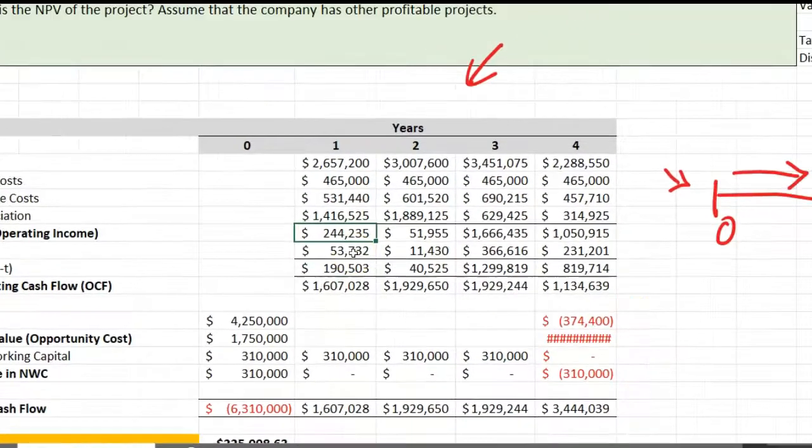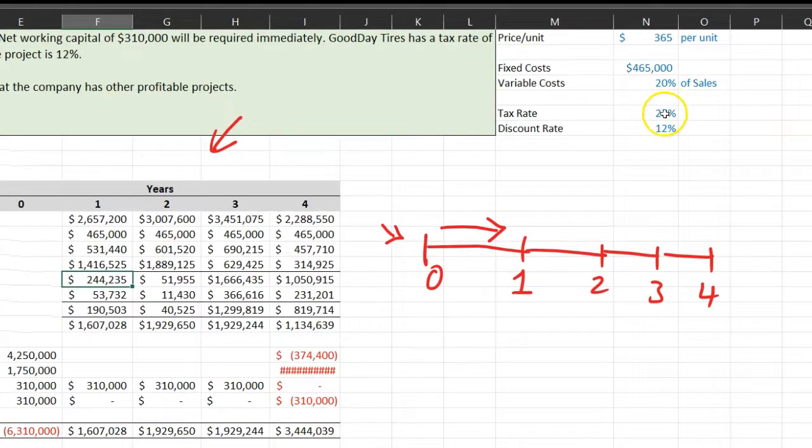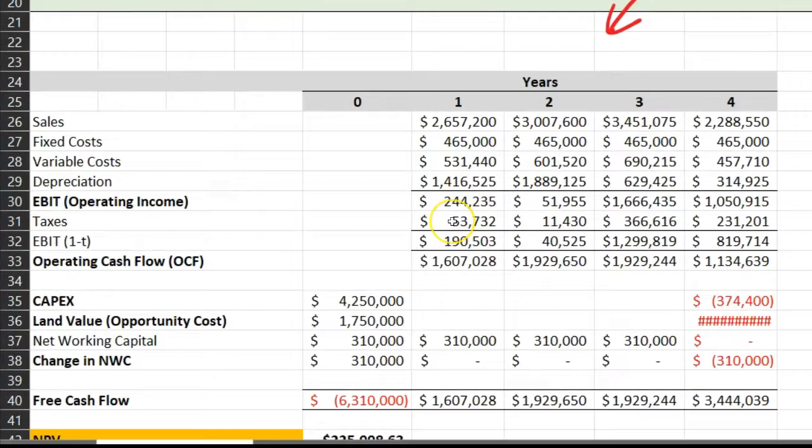After that, you can calculate taxes. This is a fairly straightforward calculation. The tax rate is given as 22%. So all that I'm doing is calculating taxes as 22% of this number to get what percentage of my operating income I'm going to be left with after taxes. So operating income minus the taxes gives me EBIT times (1 minus the tax rate). In other words, if taxes are 22%, then only 78% of EBIT is what I'm going to have after taxes.